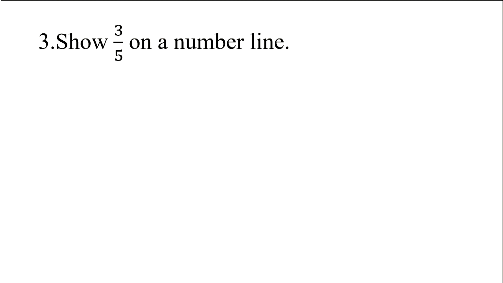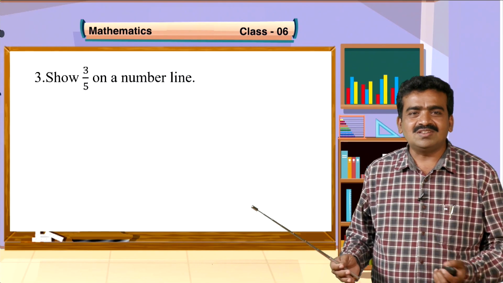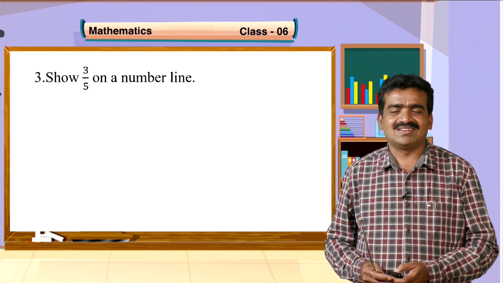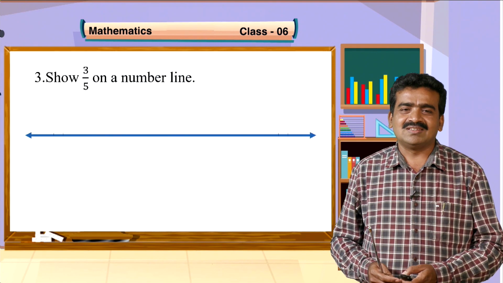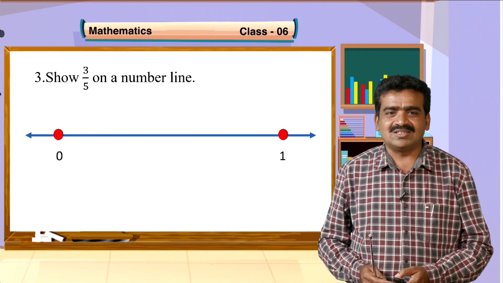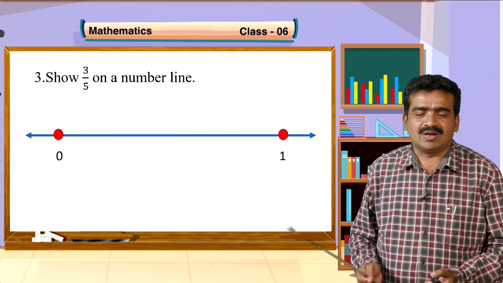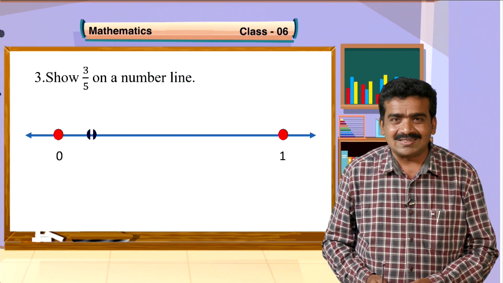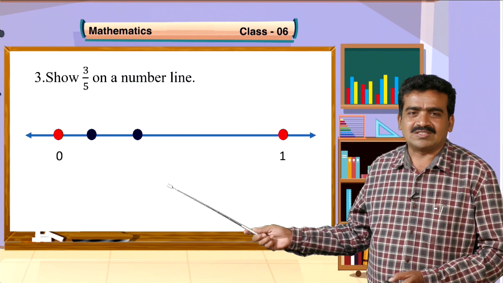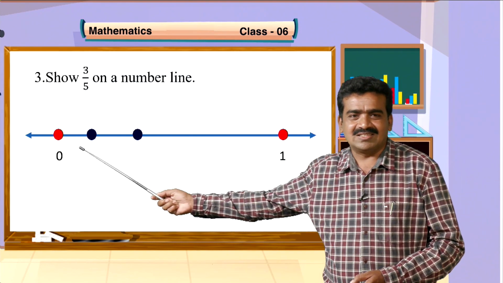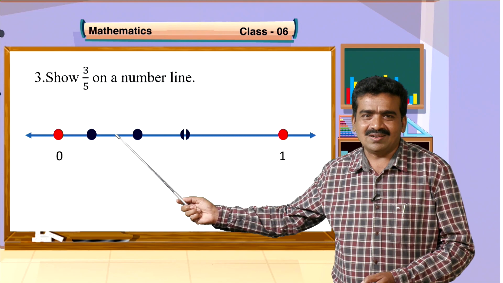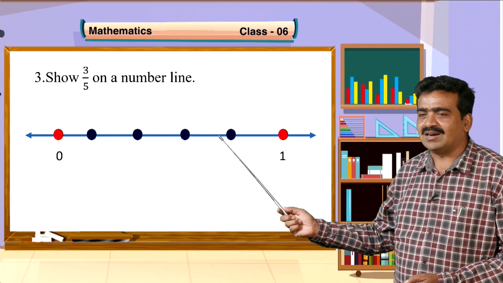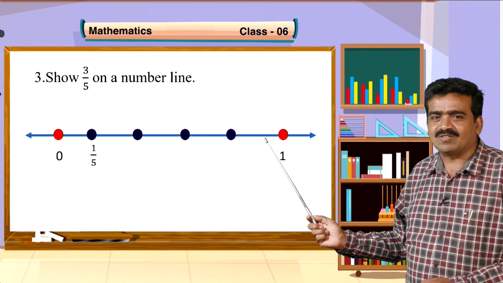Now, come to another question. Show 3 by 5 on a number line. Here what do we have to do? Yes, we have to take the numbers 0 and 1 again. So, we have to divide the given length of line into 5 equal parts like this. This is the first part, second part, third part, fourth part and the fifth part.